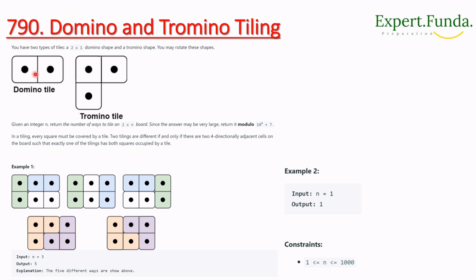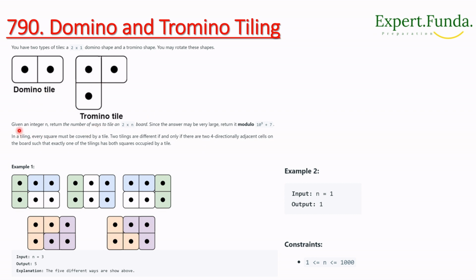Okay, so the question is saying that you have two types of tiles, a 2 cross n domino shape and a Tromino shape. This is your domino shape and this is your Tromino shape. You may rotate these shapes, as per the question.